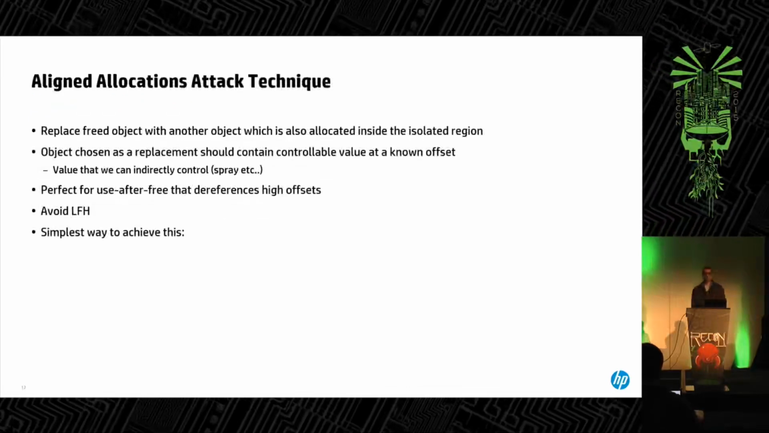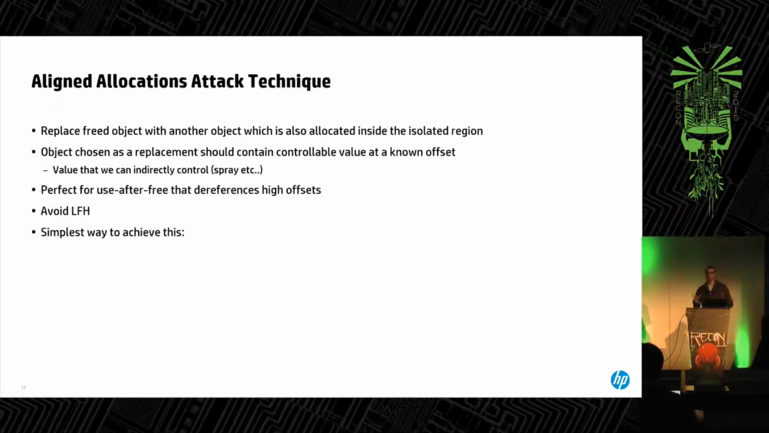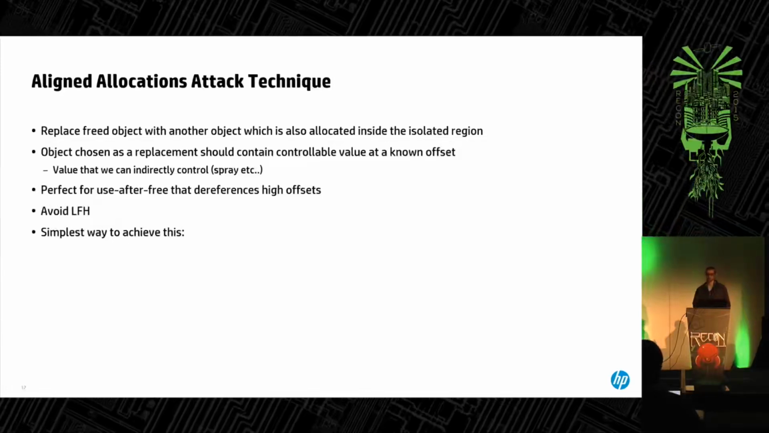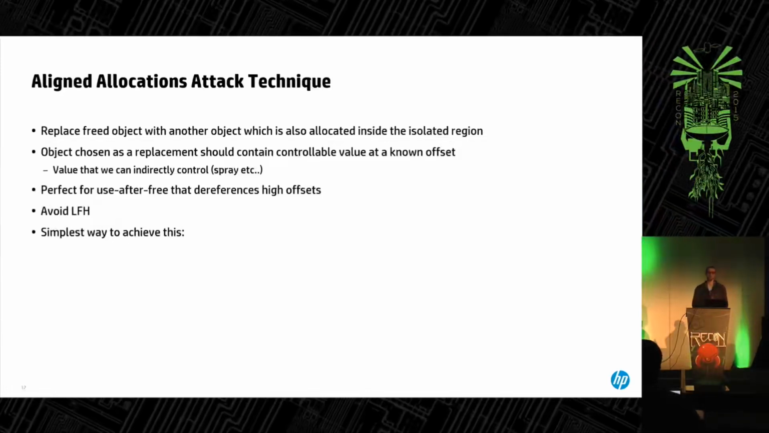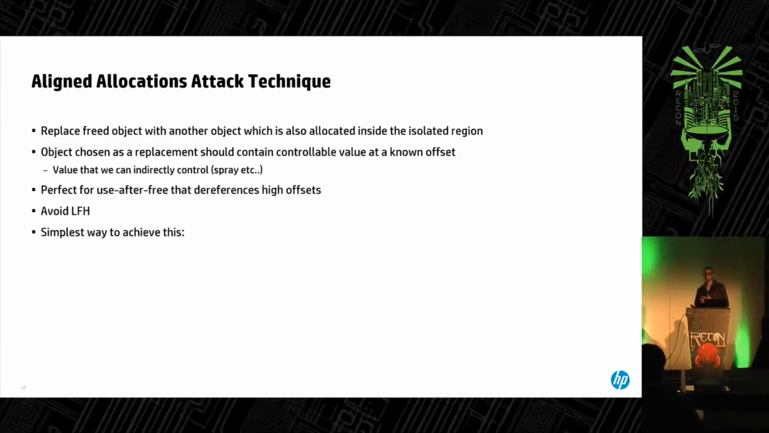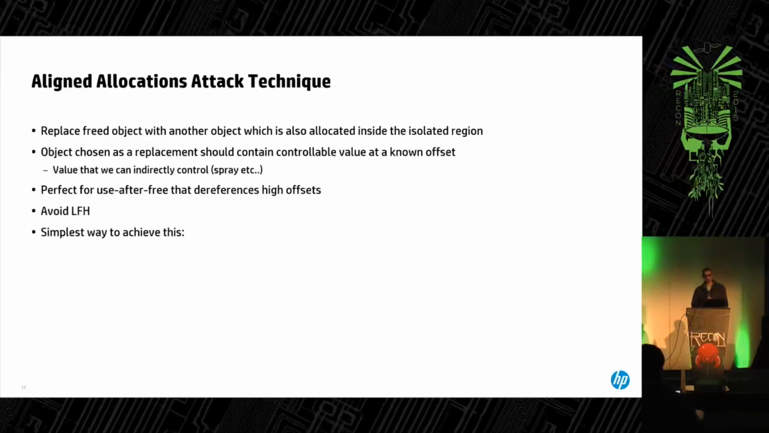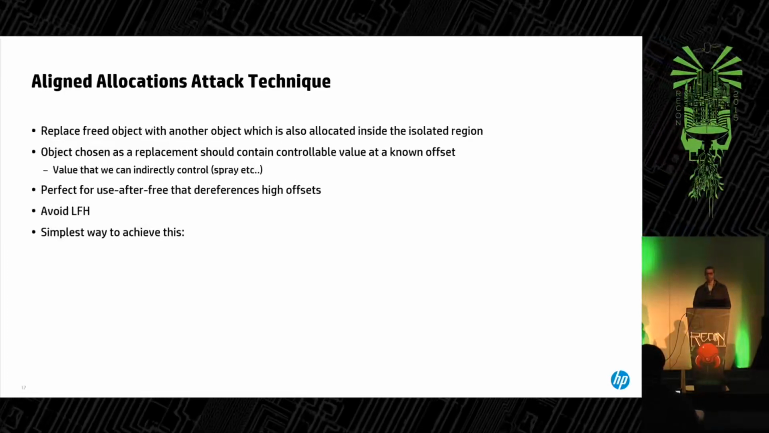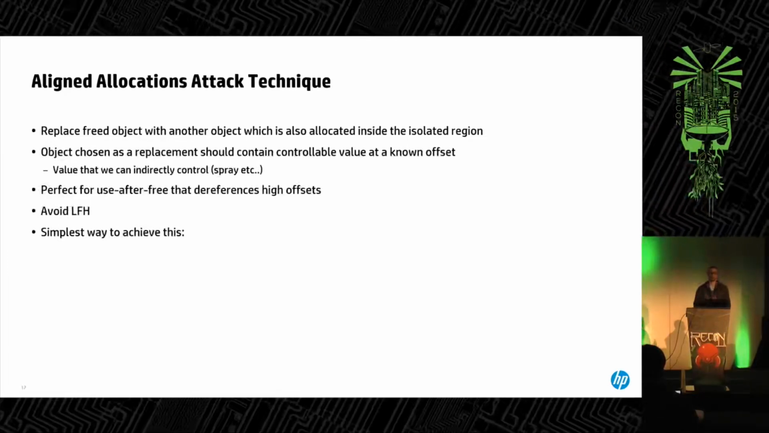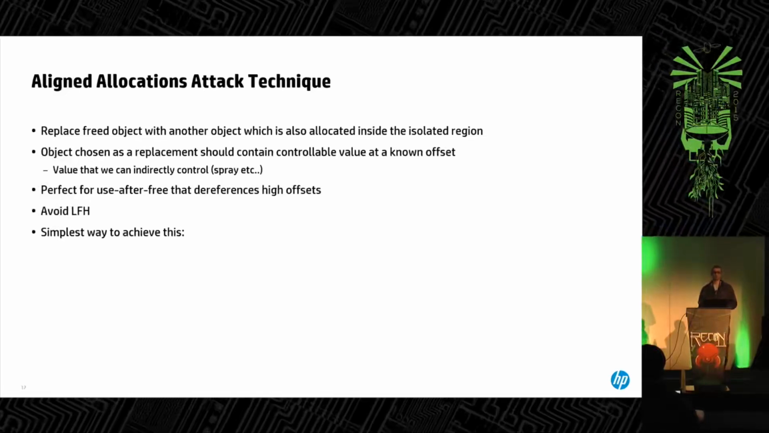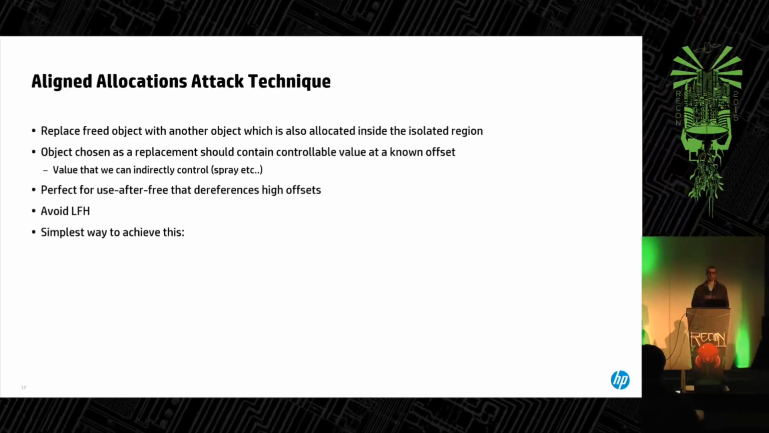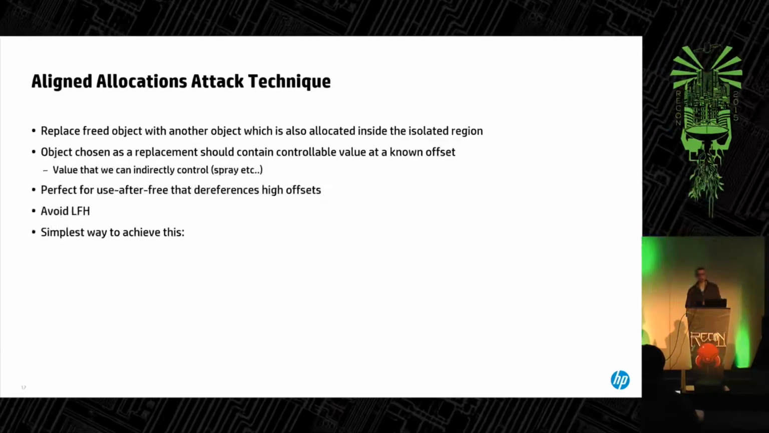The first attack I'll be discussing is the aligned allocation attack technique. In a nutshell, you have a free isolated object, you free it, and you allocate another isolated object at the same exact spot. The only challenge here is what type of object you would actually allocate instead of that object. This attack works well when you have a use after free that references a high offset. You can always find another DOM object where you can control certain values at high offsets, or have partial control of them.